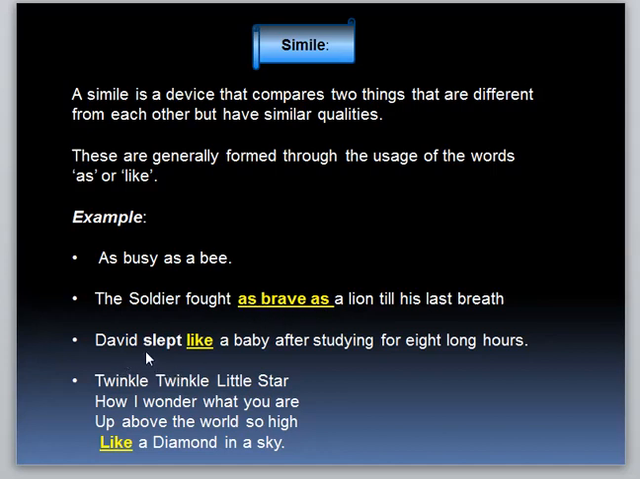David slept like a baby after studying for 8 hours. So like is the simile. With like and as, we get to know that you're comparing two things and you found some similar qualities, similar traits. Twinkle, twinkle, little star is the kindergarten rhyme we all learned in our childhood. How I wonder what you are, up above the world so high, like a diamond in the sky. So again, we have used like. This is how you make use of simile in your sentences.